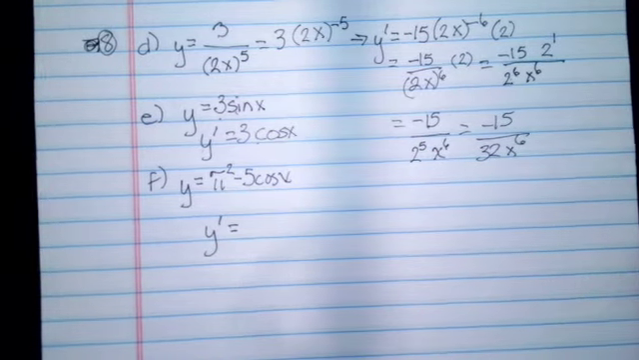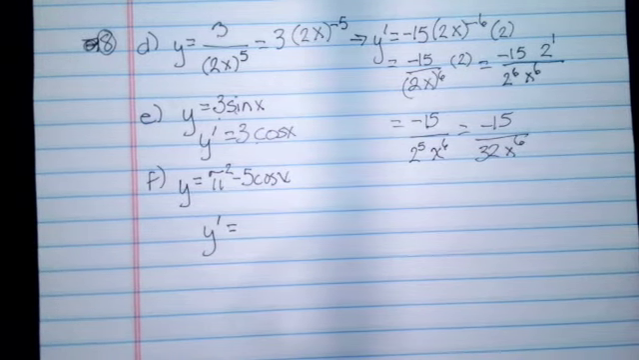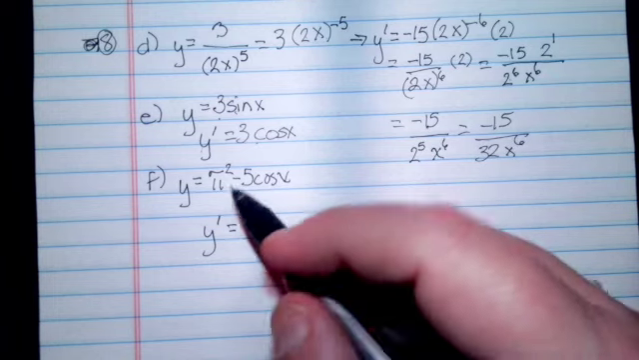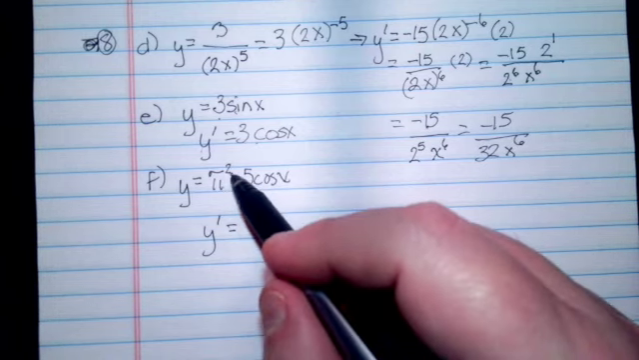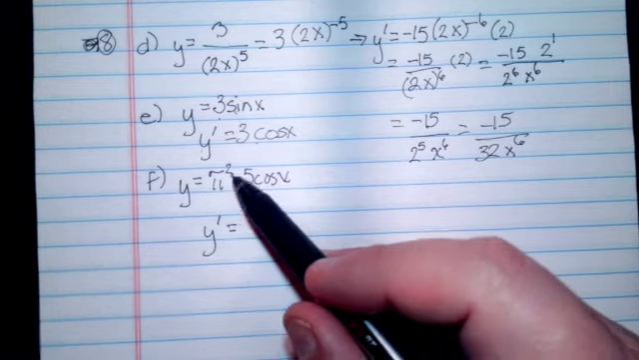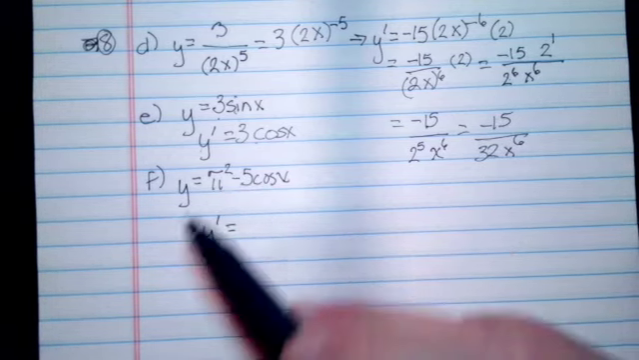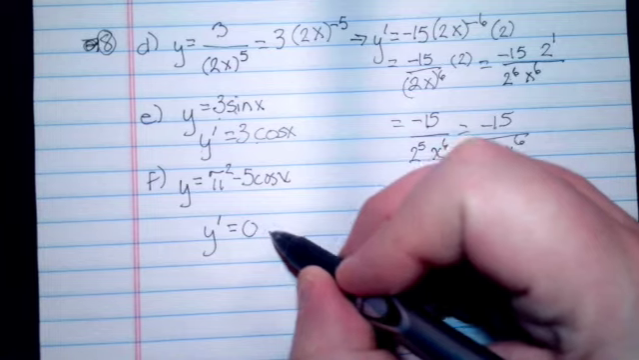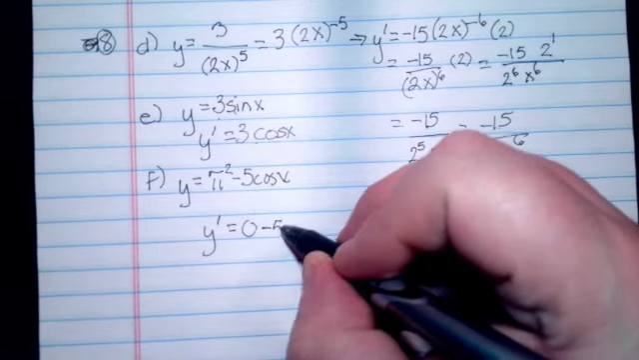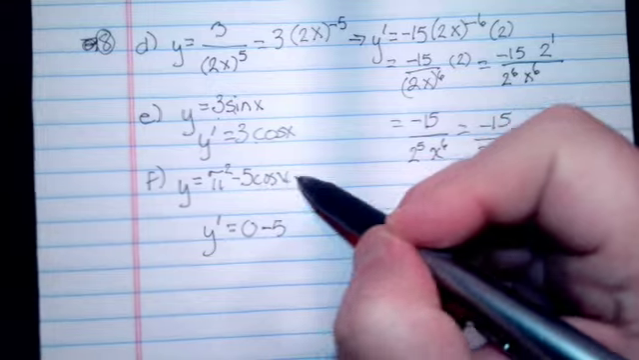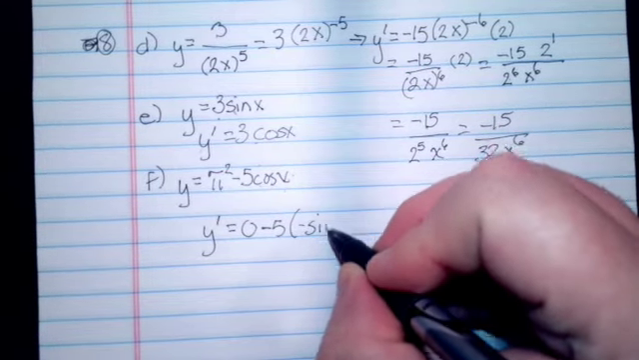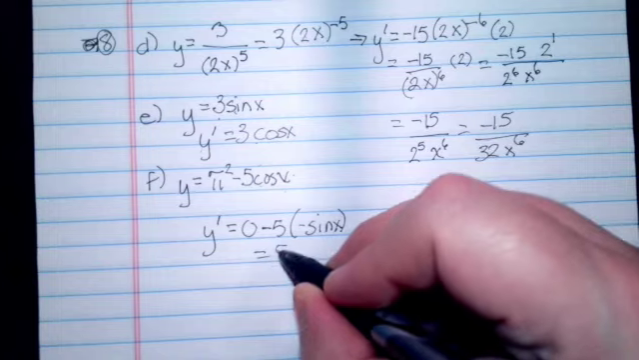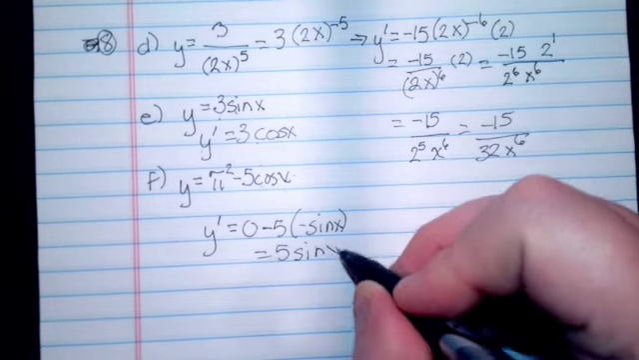F has a little bit of a trick in it, or rather it was meant to trick those of you who were maybe not paying as close attention as you could have. If you thought, I'll differentiate this and get 2 times pi, remember that pi is a constant. Therefore, pi squared is a constant. The derivative of any constant is 0. The derivative of pi squared is 0. Then we'll have the constant multiple rule. We have negative 5 times the derivative of cosine x, which is negative sine x. And that turns out to be just 5 sine x.